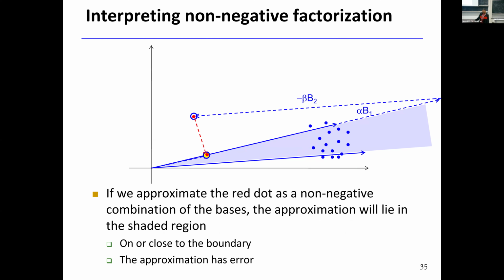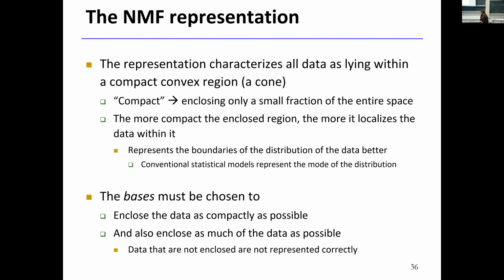When I try to find the non-negative bases that combine non-negatively to compose all of my data, I'm trying to find the bases such that the total squared error, shown by the dotted red line, is minimized, right? So the NMF representation characterizes all data as lying within a compact convex region. Compact meaning it encloses only a small fraction of the entire space. And the more compact the enclosed region, the more it localizes the data within it.